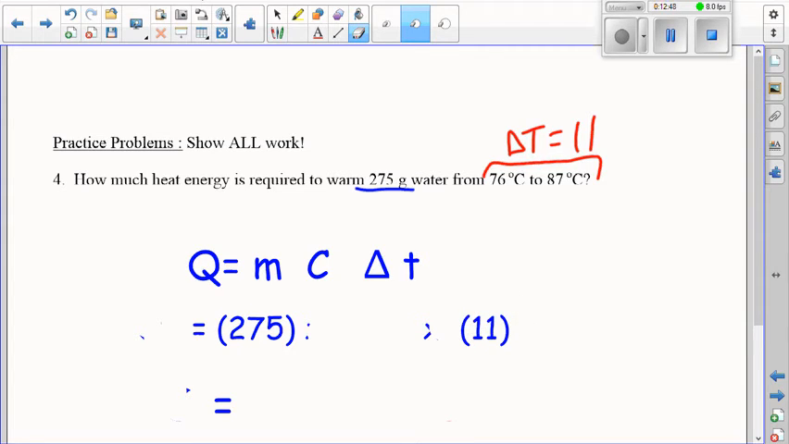Now, the problem here, it says how much heat energy. So which one of these variables is your heat energy? Well, no, that's your specific heat capacity. Q is your heat energy. So that's what we don't know. We're looking for Q. So I'm just going to rewrite Q down here because I don't know what it is. So that means I should have a C, but I don't see any other numbers here. So what is my C?